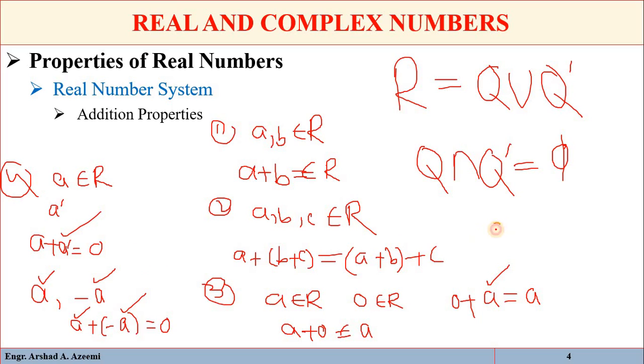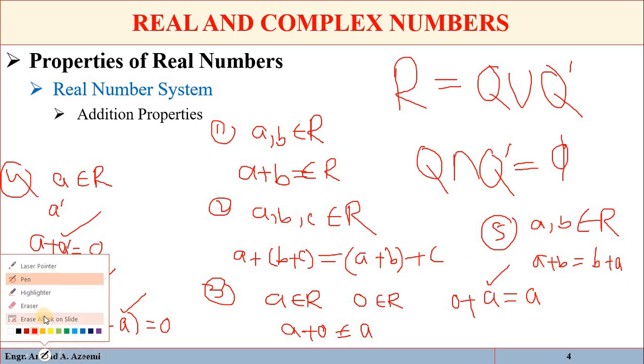Then we have the fifth one, the commutative property with respect to addition. For example, if we have a and b, two numbers which belong to real numbers, then if a is added to b, it will be equal to b added to a, meaning a plus b will be equal to b plus a. This is called the commutative property with respect to addition.